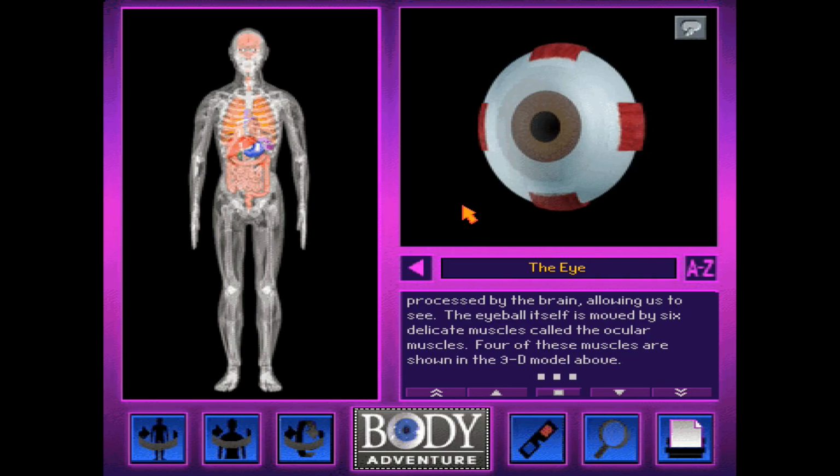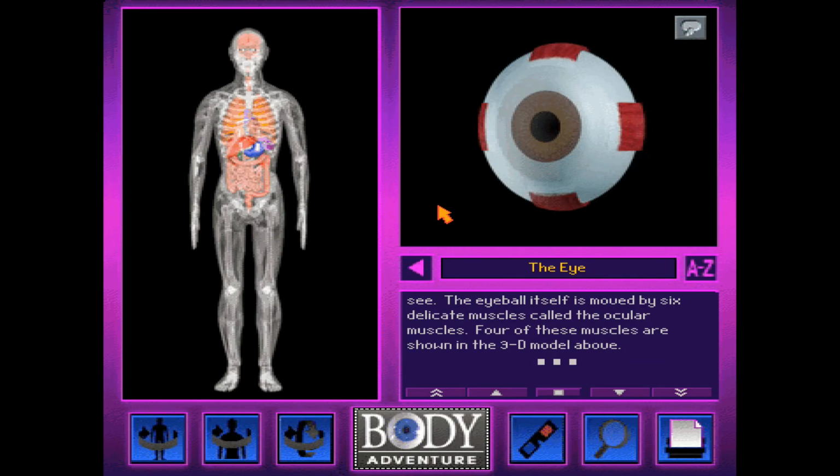The eyeball itself is moved by 6 delicate muscles called the ocular muscles. 4 of these muscles are shown in the 3D model above.